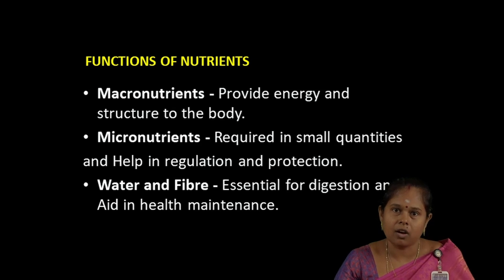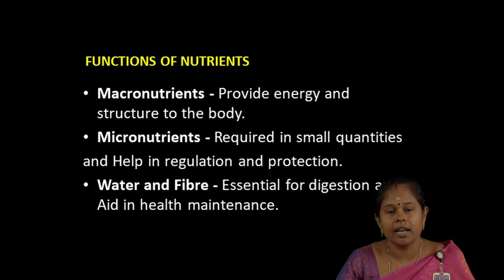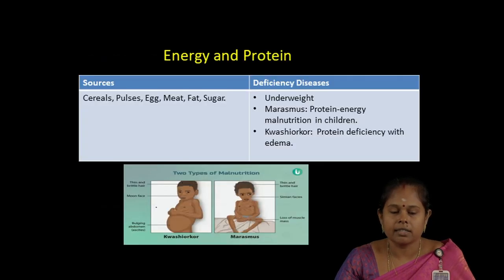Carbohydrates, protein and fat provide energy to our body, build the body muscles and repair the body tissues. Micronutrients, we need in small quantities, and they help in regulation and protection of our body. Water and fiber are essential for digestion and aid in health maintenance.